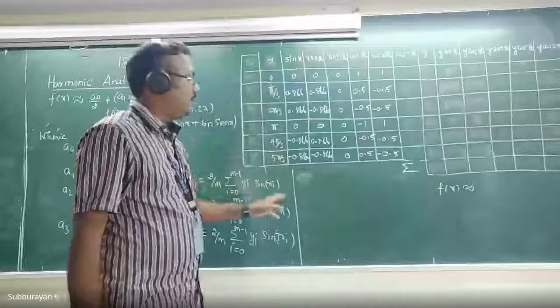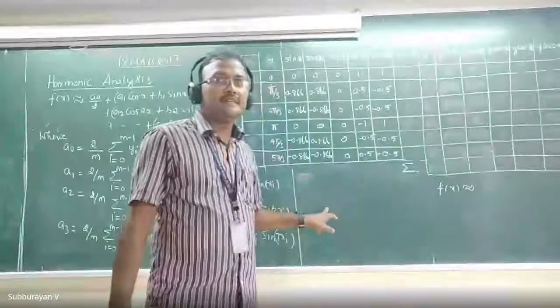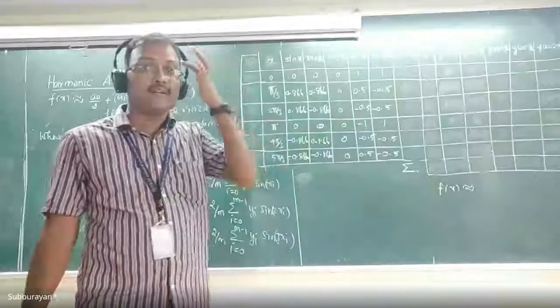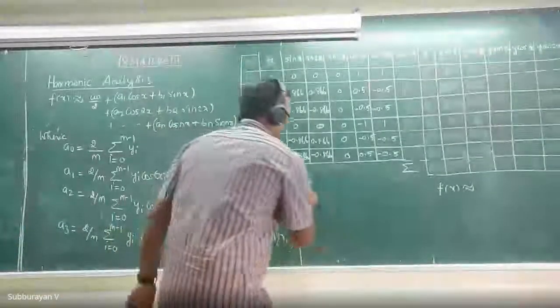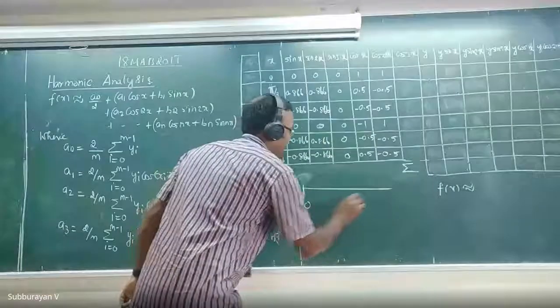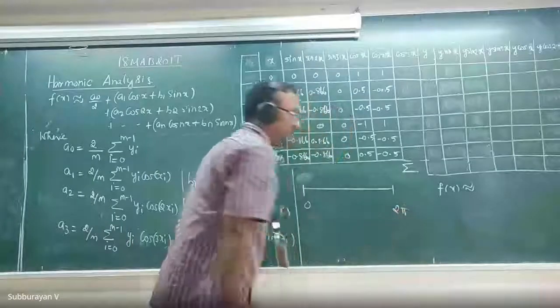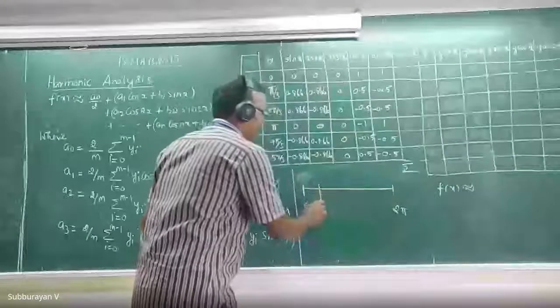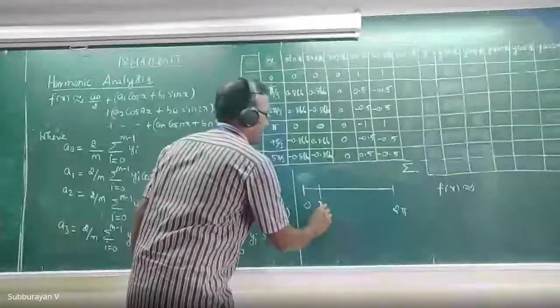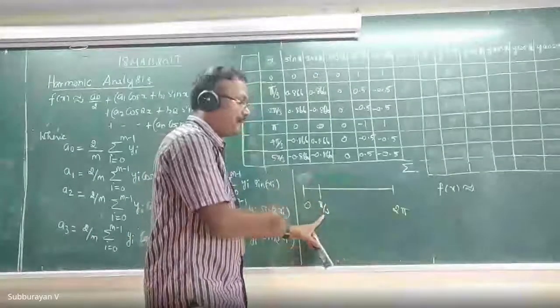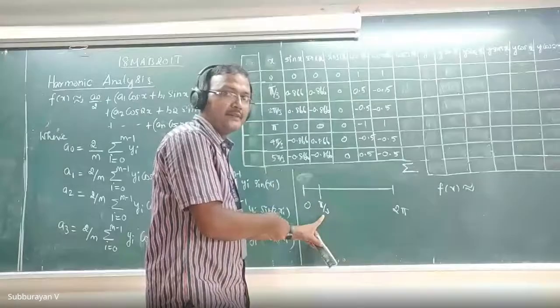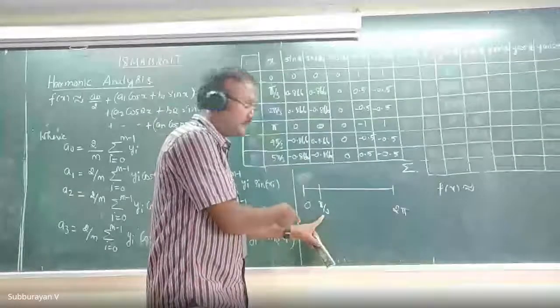Say for example, our domain is 0 to 2 pi. Therefore, this domain is divided into 6 subintervals. What will be the first value? If I divide into 6 subintervals, then the first value will be pi by 3, which is 2 pi divided by 6.